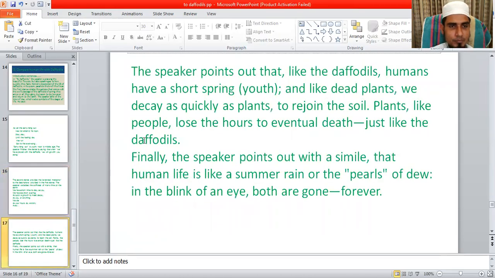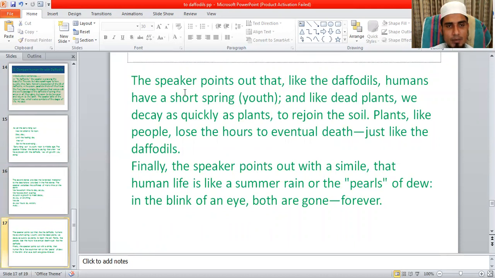So in this way, the poet gives the description. The speaker points out that, like the daffodils, humans have a short spring of youth, and like dead plants, we decay as quickly as plants to rejoin the soil. So plants, like people, also lose hours to eventual death, just like the daffodils. So finally, the speaker points out with a simile that human life is like a summer rain or the pearls of dew. In the blink of an eye, both are gone forever.